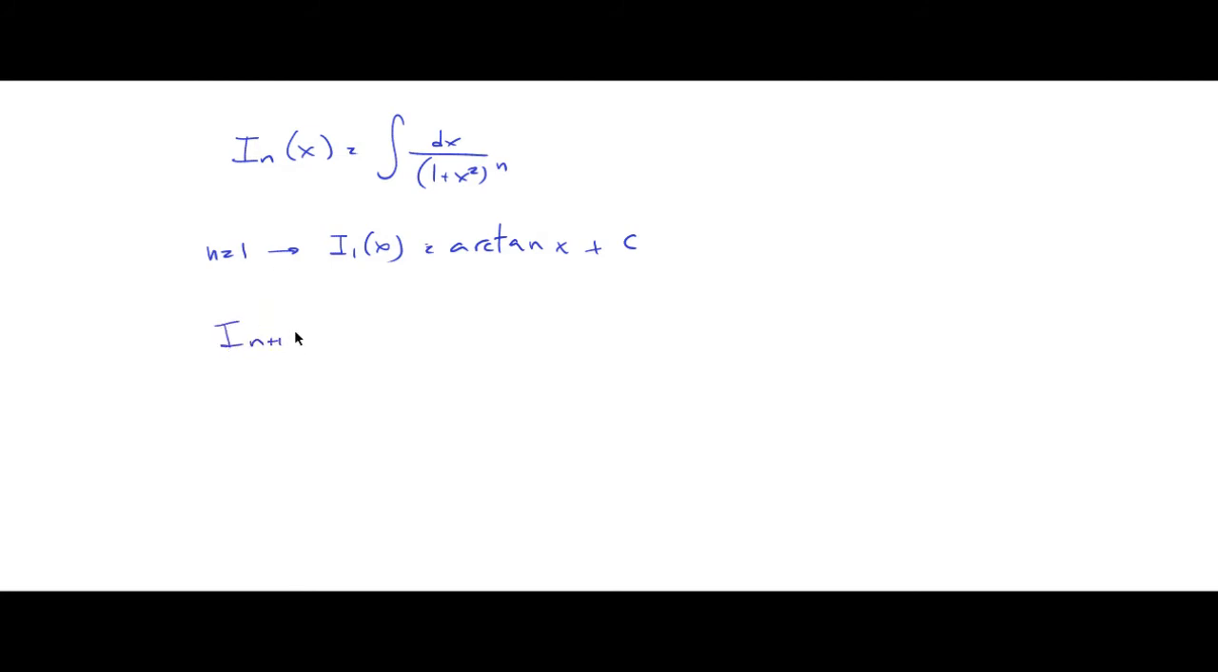Well, we can apply integration by parts to this, right? So this is the integral, or the primitive, of 1 over (1 plus x squared) to the n plus 1. And then we have to find the primitive of this using integration by parts, right?